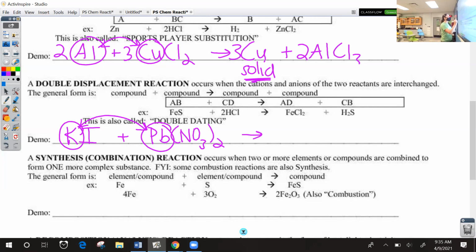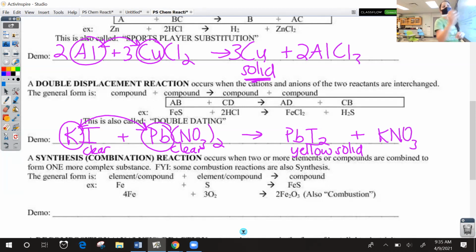And when we did this, these were both clear. So that was clear and this was clear. And when we did this, we actually got this yellow solid to form. So this yellow solid is actually Pb is now with the I, PbI2. And this is a yellow solid. And what's left behind is called KNO3. KNO3 is safe in small amounts.